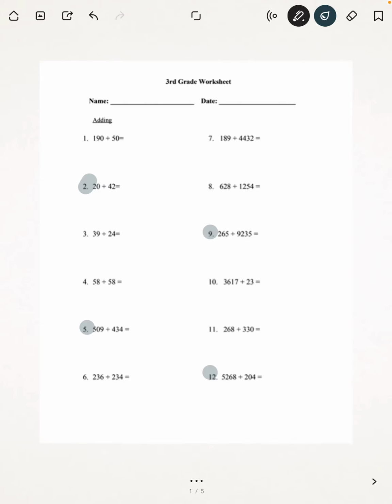So, first one we're doing is adding, and the first question is 42 plus 20. So 42 plus 20, and we do right to left and up to down. So it's going to be 2 plus 0, which is 2, and 4 plus 2, which is 6. So 42 plus 20 is 62.